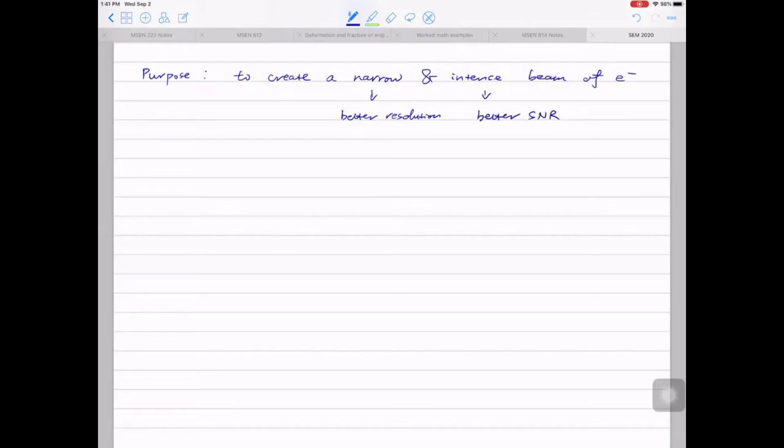Okay, so if we look at the electron guns, there are 3 types of electron guns. The first type is called thermionic. Basically, it means thermal. As the name suggests, if it's purely thermal, then the electrons are generated by heat. So in this case, it's only heat.